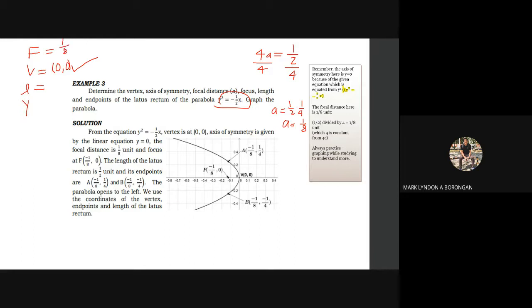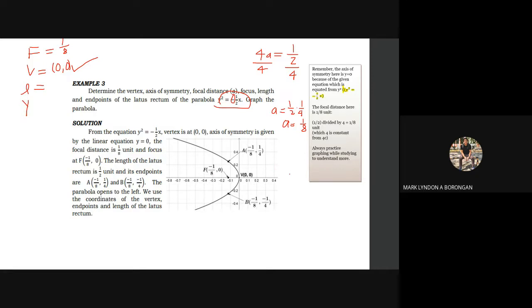But, atong focus, since negative man na siya, so we will count 1/8 units to the left. 1/8 unit rad because it did not surpass 1. Okay? So, below 1 man siya. So, unit lang na siya. So, 1/8, 1/8 to the left unit. Okay? So, 1/8 na to. Di ba?